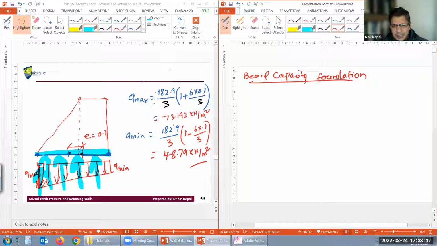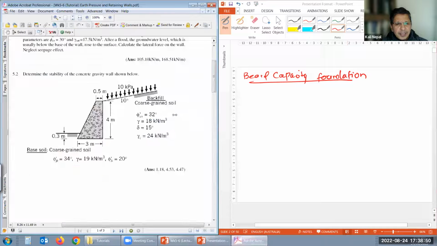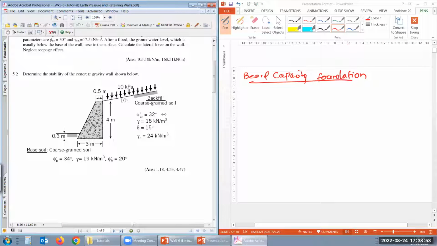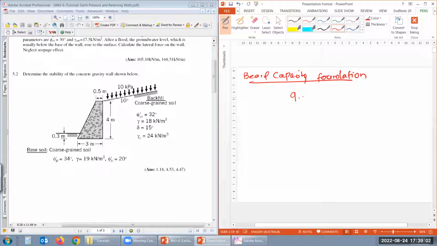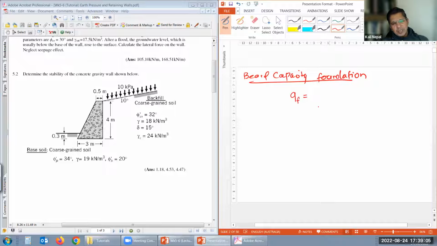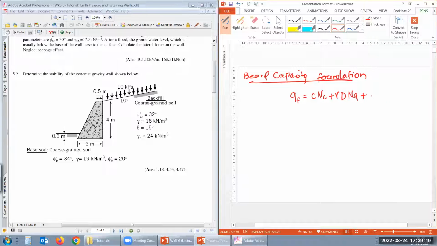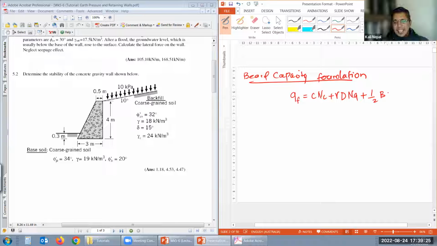Now, what is our problem? Is it a C-phi soil or just C, or what is that? There is no C, yeah? Coarse grain soil. That means, what is the formula for that? Can we recall that? So the ultimate bearing capacity qf is equal to, what is there? I think cNc plus gamma Df Nq plus 0.5 B gamma N gamma. Is that correct? Without correction factors for now.